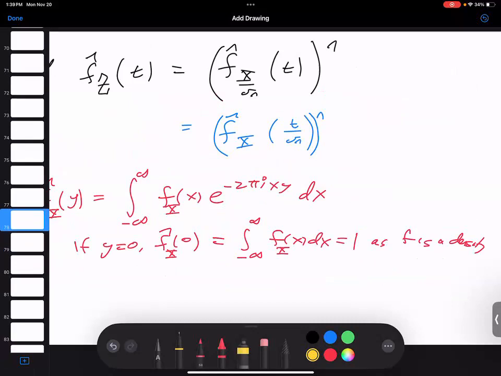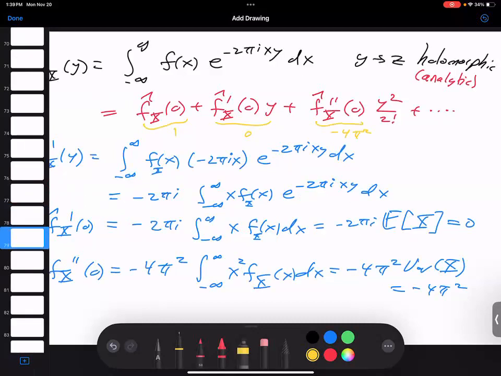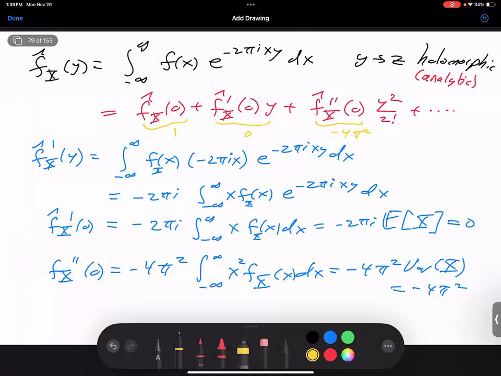That's the easiest point to evaluate the Fourier transform, right? It's just the expected value. So this is why we often talk about the moment generating function. And there's such a connection between the characteristic function, the Fourier transform, and the moment generating function.